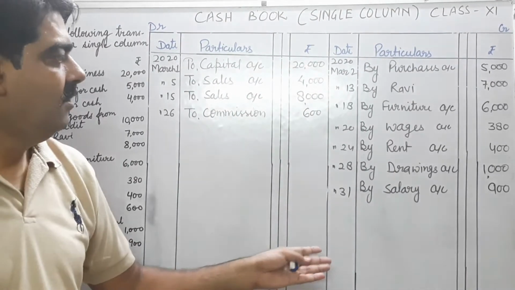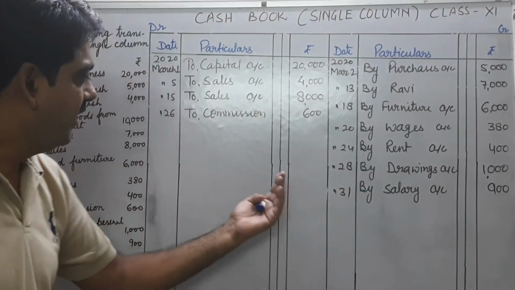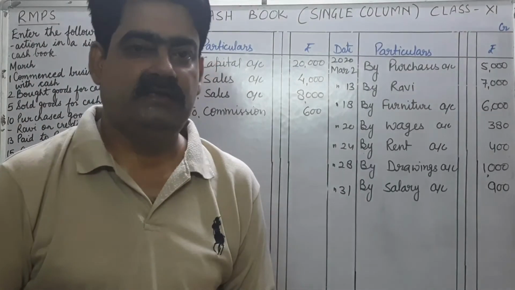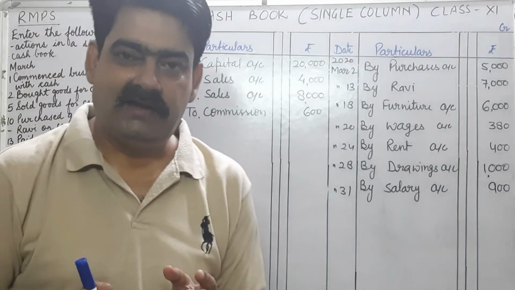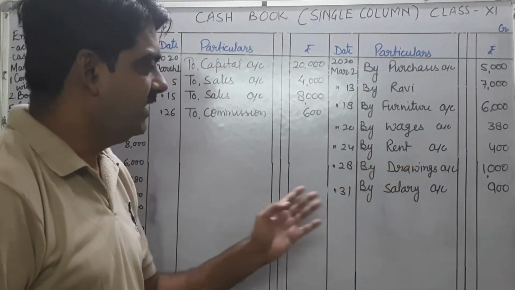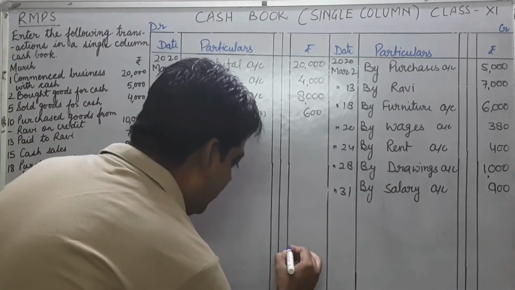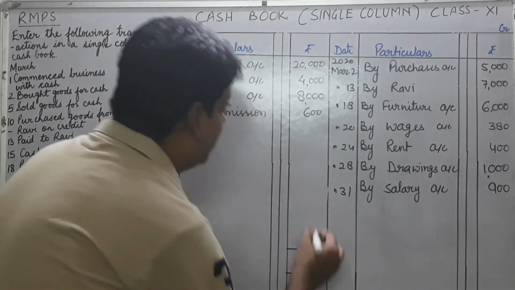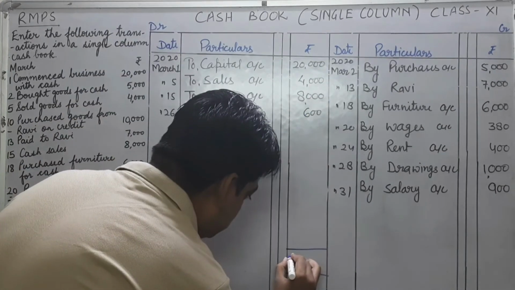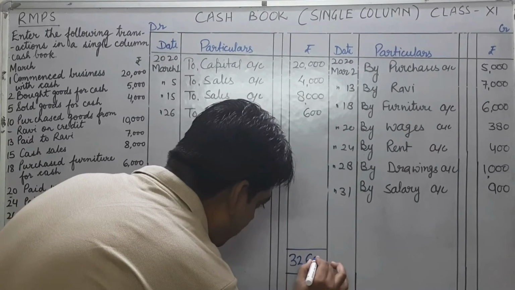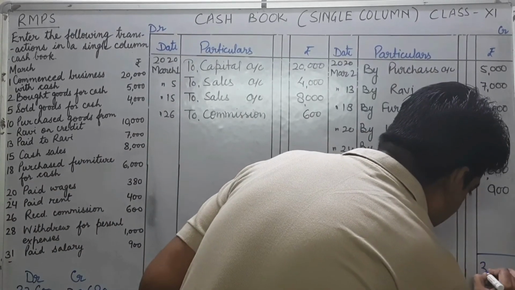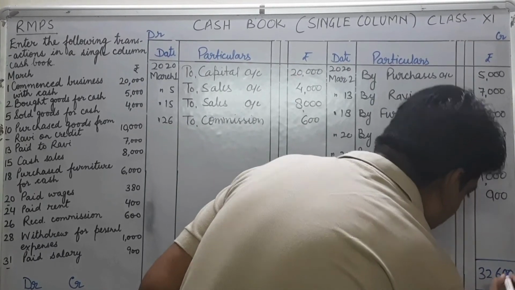So like this, we will write all the treatment in cash book. Always remember one thing: all the payments will come in credit side and all the receipts will come in debit side. Students, after writing all the transactions in cash book, now we will calculate cash balance. You can see there are two sides, debit side and credit side. First of all, we will take total of debit side, and that will come 32,600, and the same total we will write in credit side, that is 32,600.